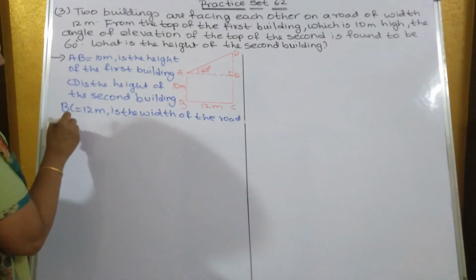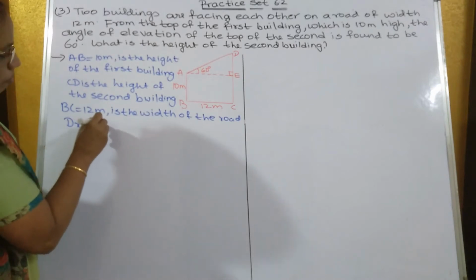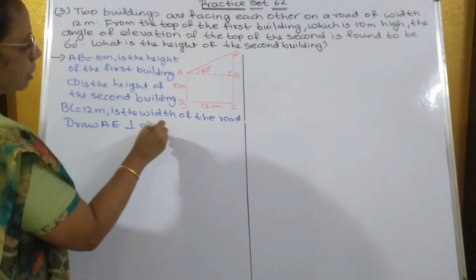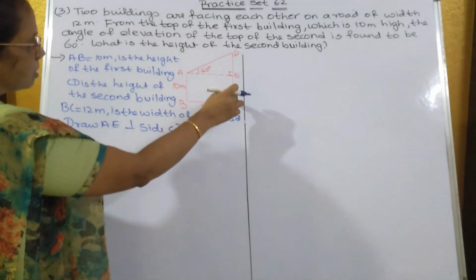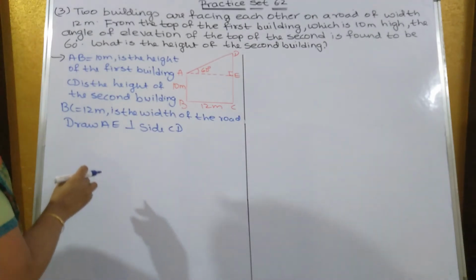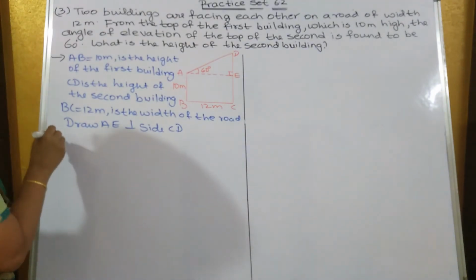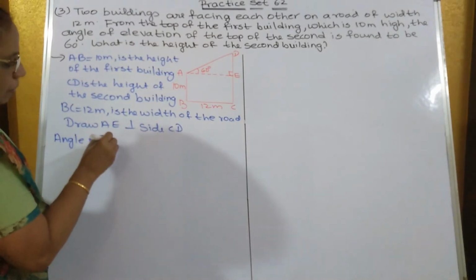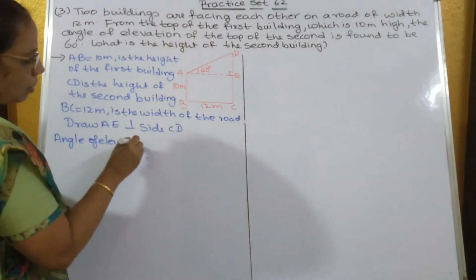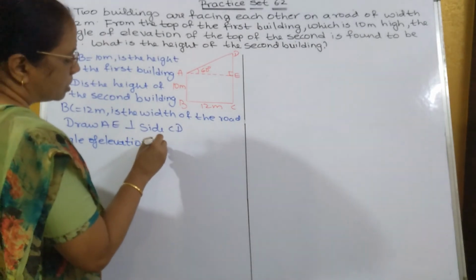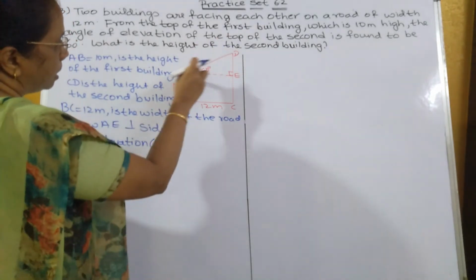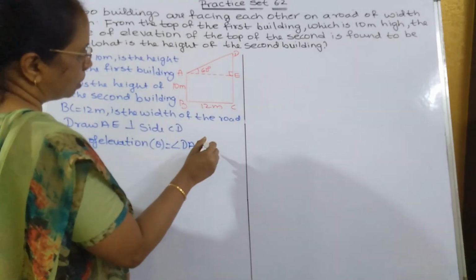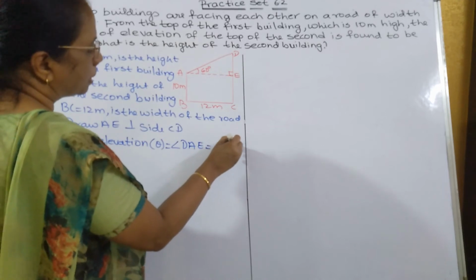So draw AE perpendicular to side CD. That means on this side CD it is perpendicular, and angle of elevation, that is theta, is equal to what? Angle DAE is equal to 60 degree.